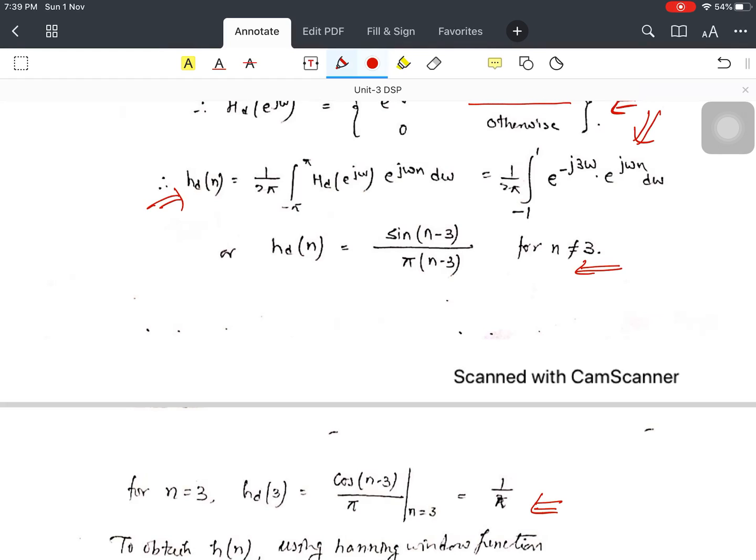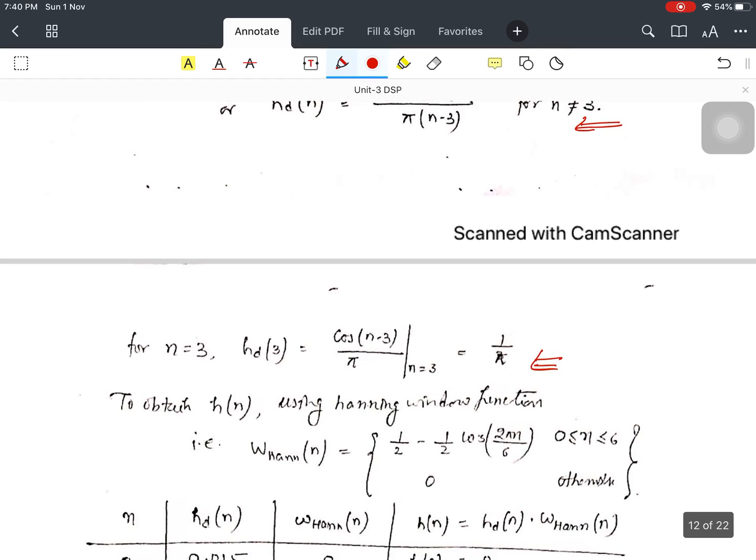Now, to obtain h(n), we have to multiply h_d(n) with the window function which we are going to use. Here we are using the Hanning window function. For the causal case, w_Han(n) = 1/2 - 1/2 cos(2πn/6), that is M-1, where M equals 7. Just put this value of M-1 here, and we have the function w_Han(n).